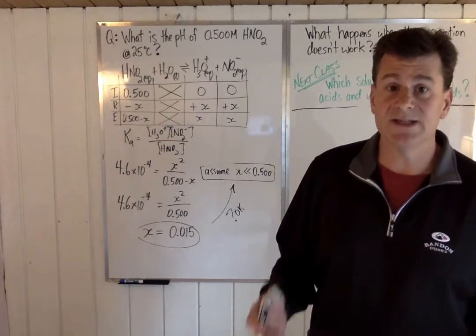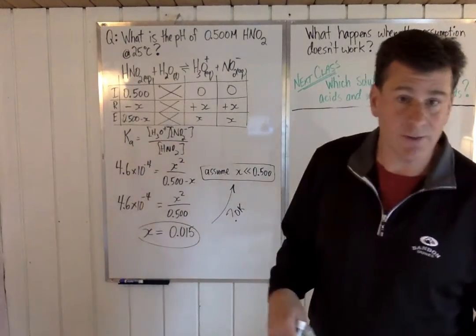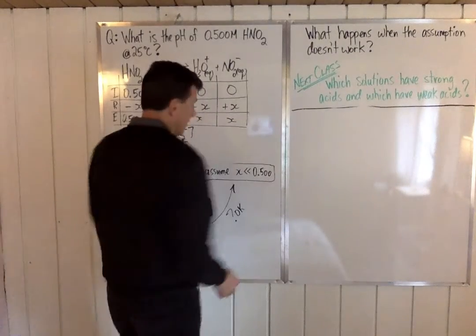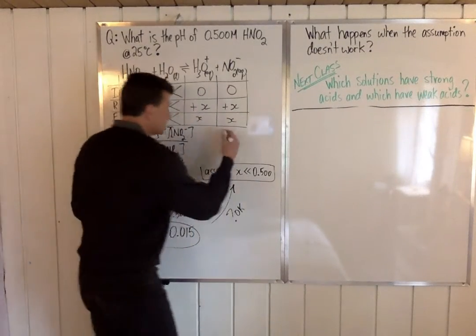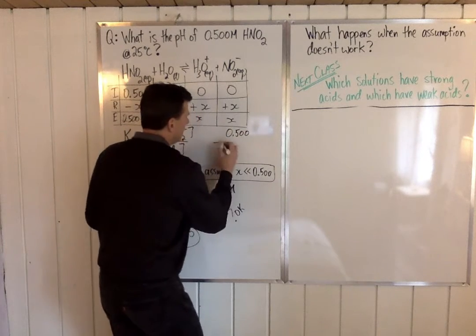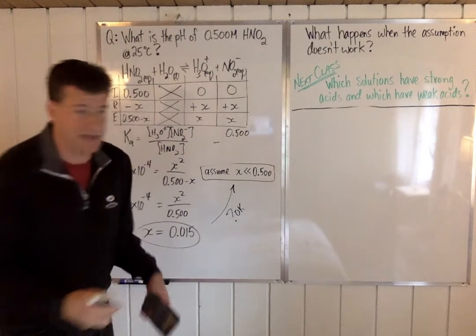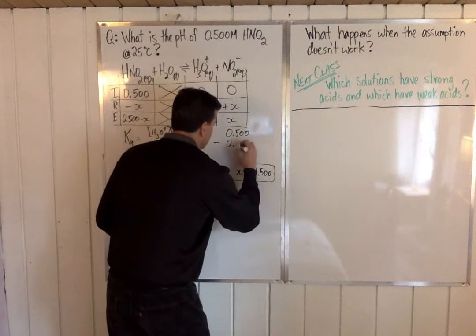So to check to see if it actually works or not, you can scribble it over on the side. I'll do it right above here, just kind of in the middle of nowhere. If I'm checking it, what I'm doing is taking the 0.500 and subtracting what my answer was, 0.015.